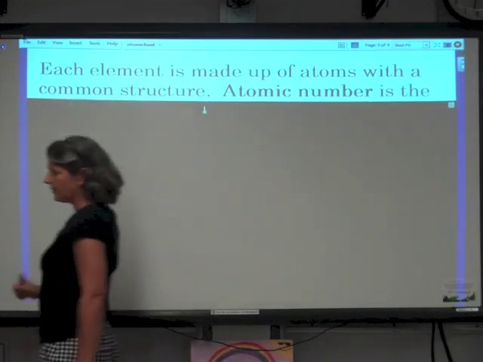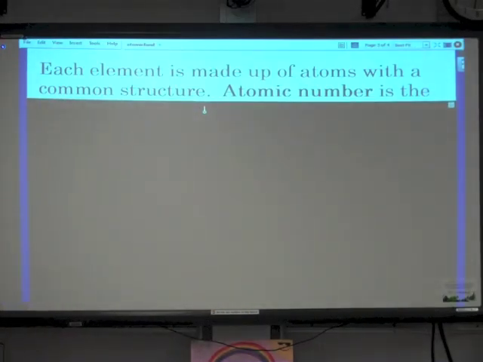Okay, so every element, so if we're talking about atoms of gold, right, gold is an element, or oxygen. Oxygen is an element. So each element is made up of atoms that have a common structure. So really now what we're going to talk about is what makes gold different from oxygen, what makes copper different from nitrogen. Okay, it's all about the way that their atoms are composed.